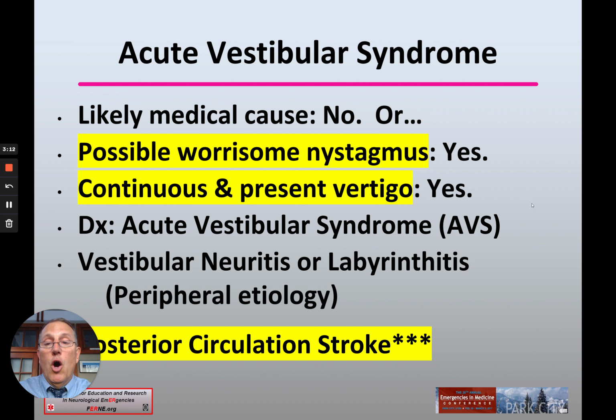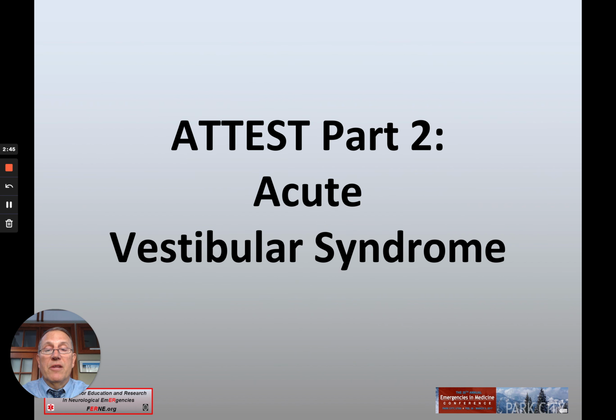So if they have no likely medical cause, or if they have some possible worrisome nystagmus, you then ask the question, do they have continuous and persistent vertigo? If the answer is yes, they have acute vestibular syndrome. That is either vestibular neuritis or labyrinthitis, which is peripheral, versus a posterior circulation stroke, which has stars by it because of its important significance and poor outcome relative to peripheral etiologies.